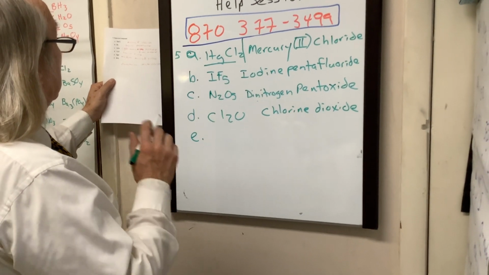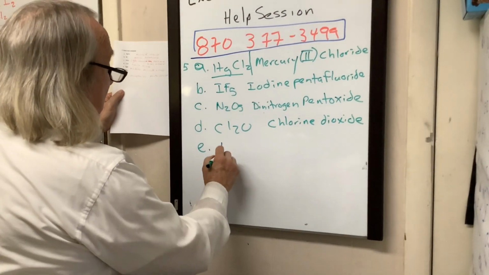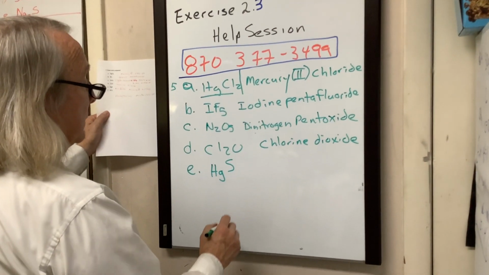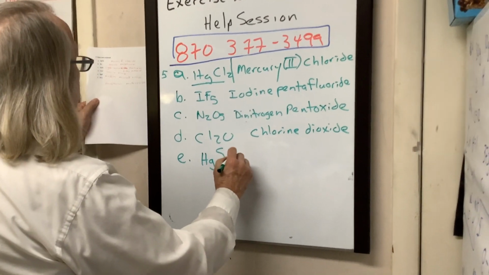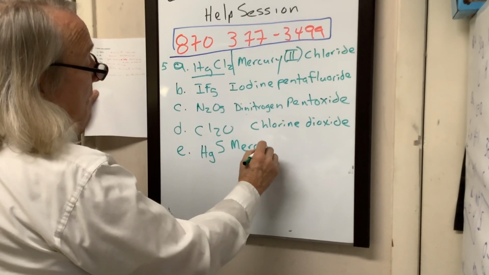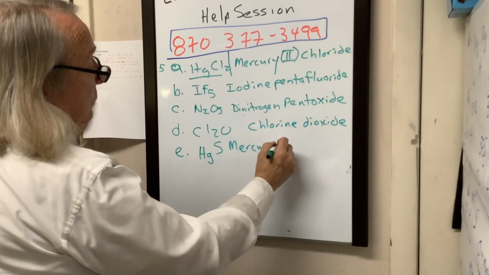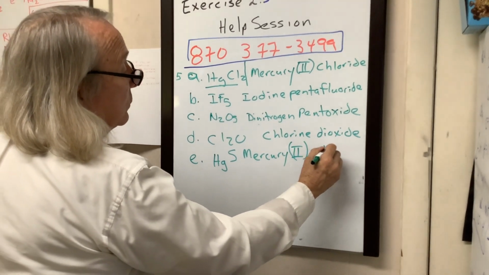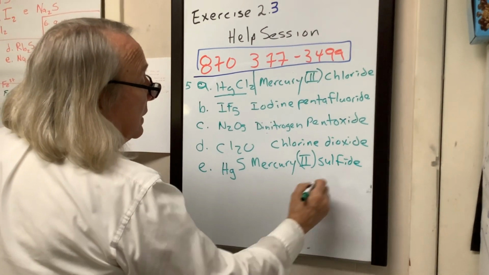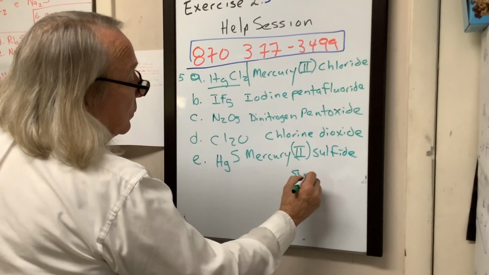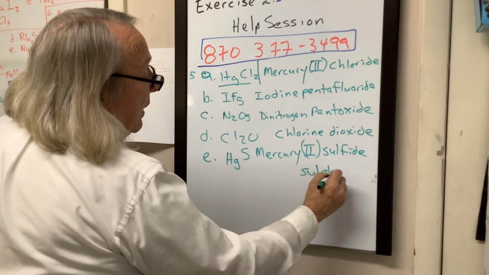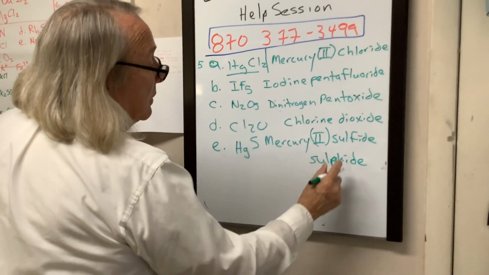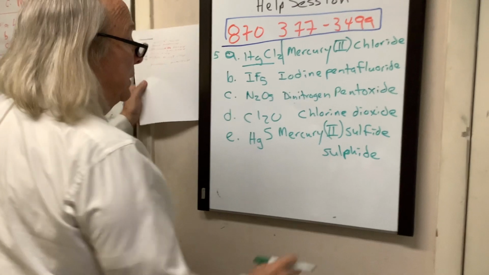This is practicing naming. The next one is Hg, that's mercury, S, sulfur, but the sulfide. So this is mercury. Sulfur is always -2, so this is mercury 2 sulfide. If you read a more international version of this, they will spell sulfide with a PH instead of the F.